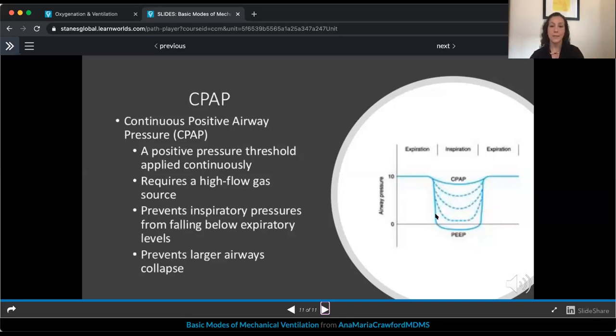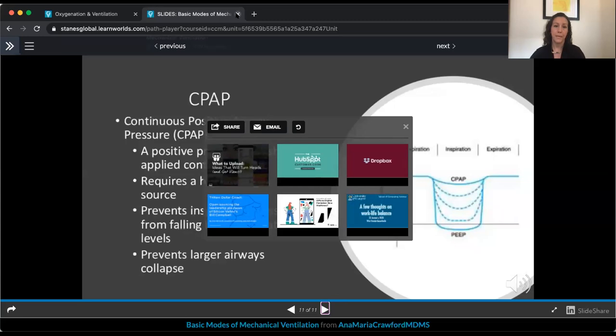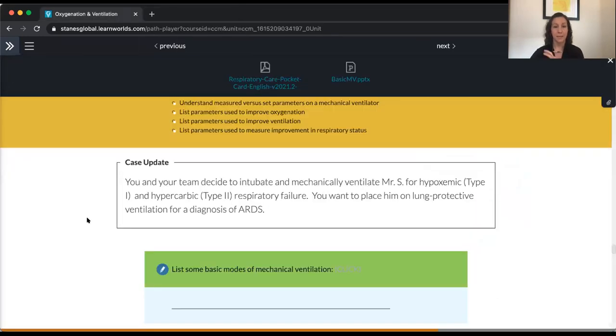So you can see it's very similar to PEEP, but as you raise that pressure, it's always positive. It's continuously positive airway pressure, okay? So it's a positive pressure applied continuously. It requires very high flows and prevents inspiratory pressures from falling below expiratory levels. This prevents larger airways collapsing. Okay, this is the very basics of mechanical ventilation, okay?